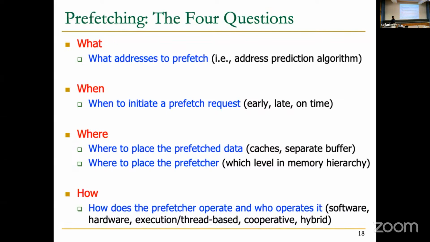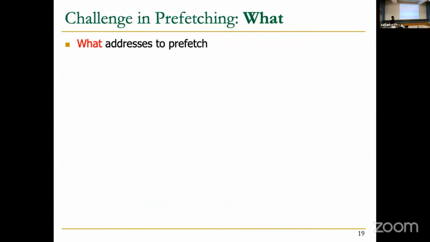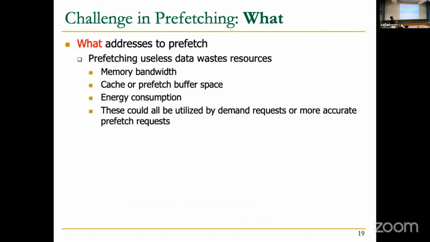So okay, let's go to the first question. What addresses do we want to prefetch, right? As I said, if you prefetch something wrong, it's not a problem from the program's correctness perspective, but it just wastes resources, right? It wastes memory bandwidth because you are fetching it. It wastes cache or prefetch buffer space, wherever you're exactly putting that data. You're wasting energy consumption, because fetching this data takes energy.